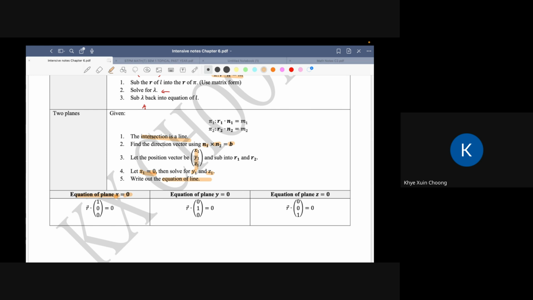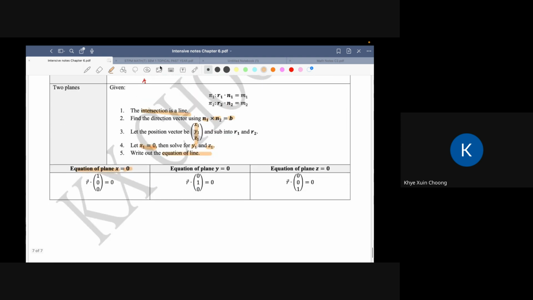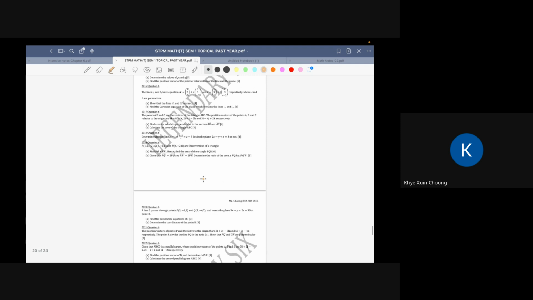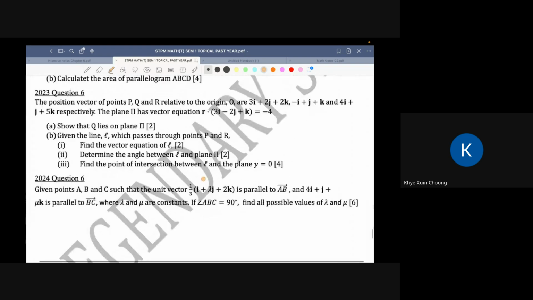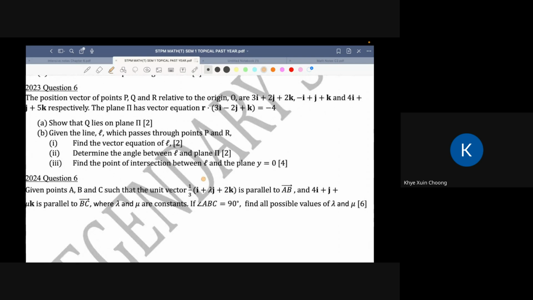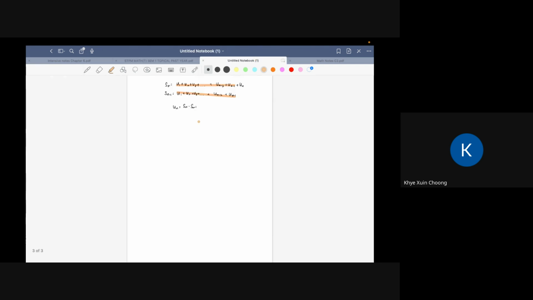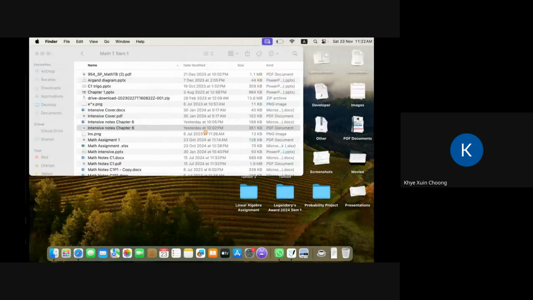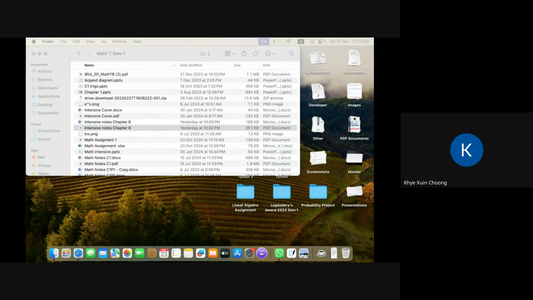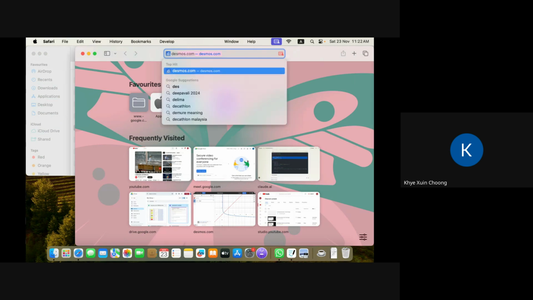Okay, I remember this is from one of the past year papers. You see, 2023. Find the point of intersection between the line and the plane y equals to 0. So the plane y equals to 0, what is the equation? What is plane y equals to 0? Okay, y equals to 0 means, let us try to view it.